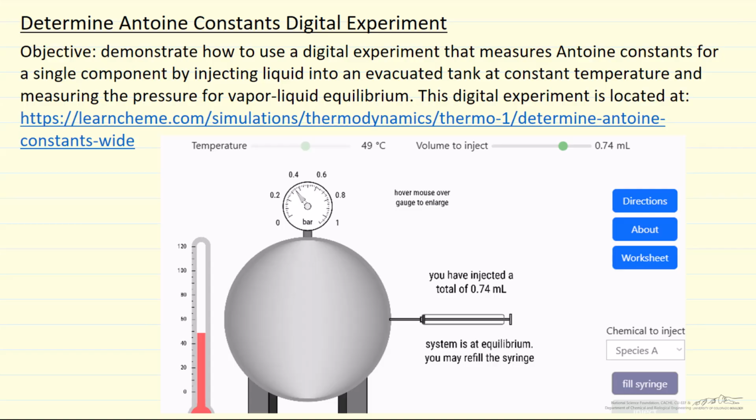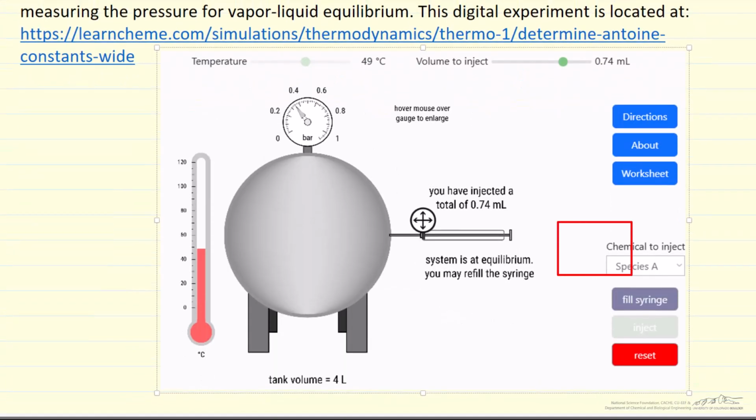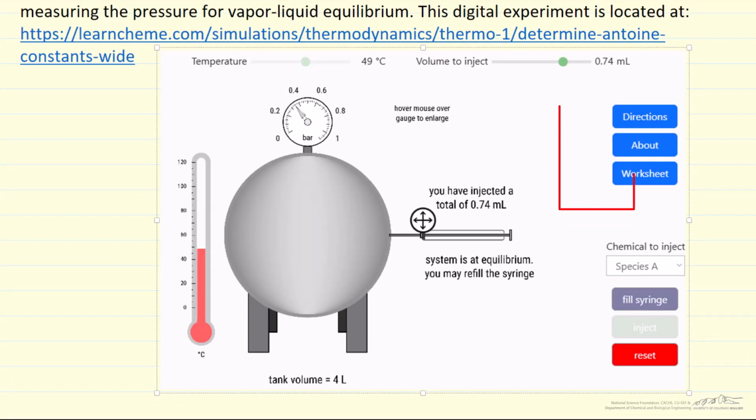So the unknown, there are 5 unknown species. You can see in the simulation here, we can pick A through E. And then the simulation has buttons. The directions tell more detail about the experiment. And then the worksheet tells procedure, allows you to collect data and then calculate Antoine's constants, and it explains how to do that. So let's look at this simulation.